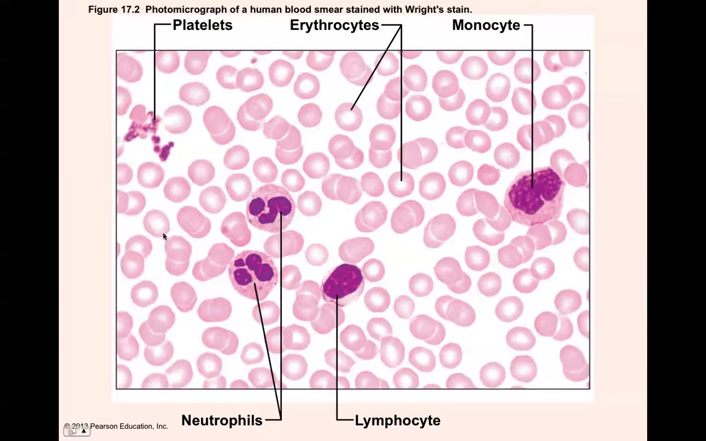And so they actually just show up with no stain. They don't pick up stain, because the structure that really picks up stain would be the nucleus of a cell. And these cells do not have their nucleus anymore.